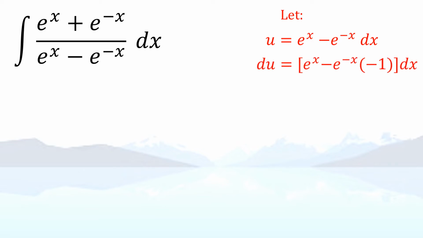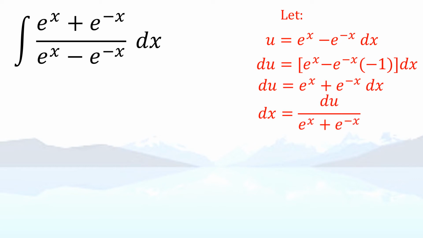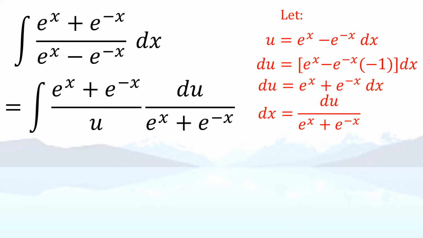And then getting the derivative of this one, we have e to the x minus e to the negative x times negative 1. Negative e times negative 1, it is positive e. So we have du equals (e to the x plus e to the negative x) dx. From here, we are going to have dx equals du over (e to the x plus e to the negative x). Then we are going to substitute all the values.